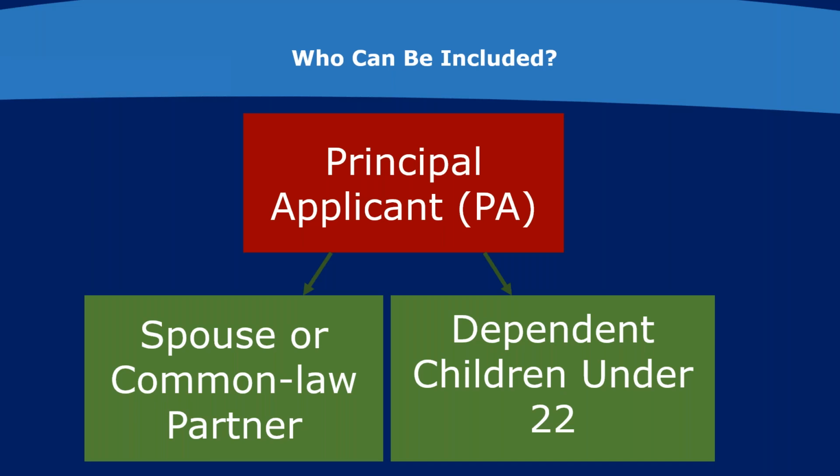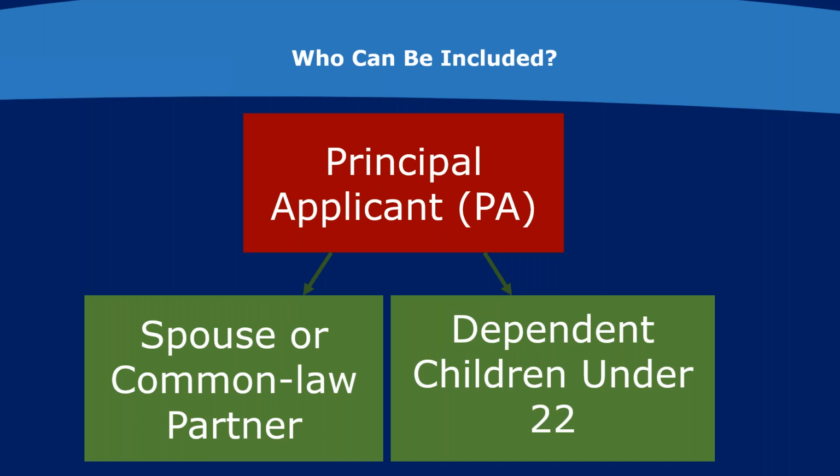And what you would do is you would link the applications together so they are processed together and that the whole family unit can arrive and travel in Canada together. But it's very important, if you do have individuals that do not meet this definition of a family, please put them on a separate application package and link the applications together.